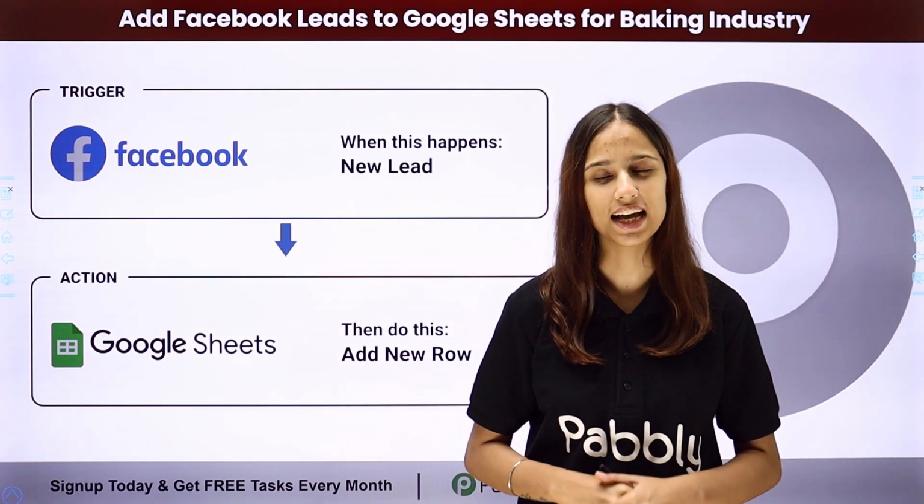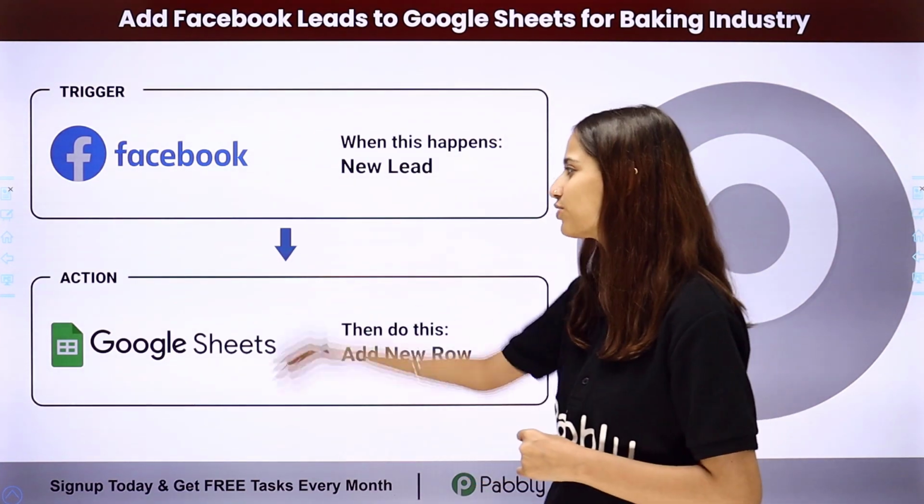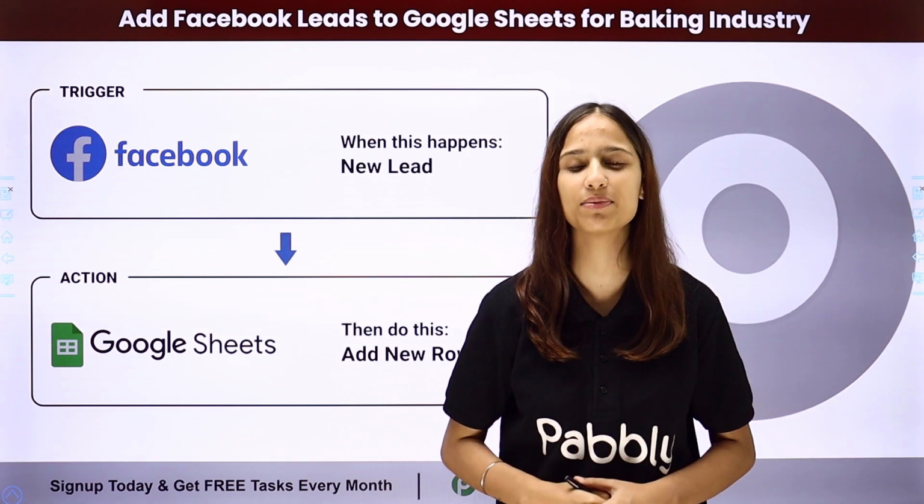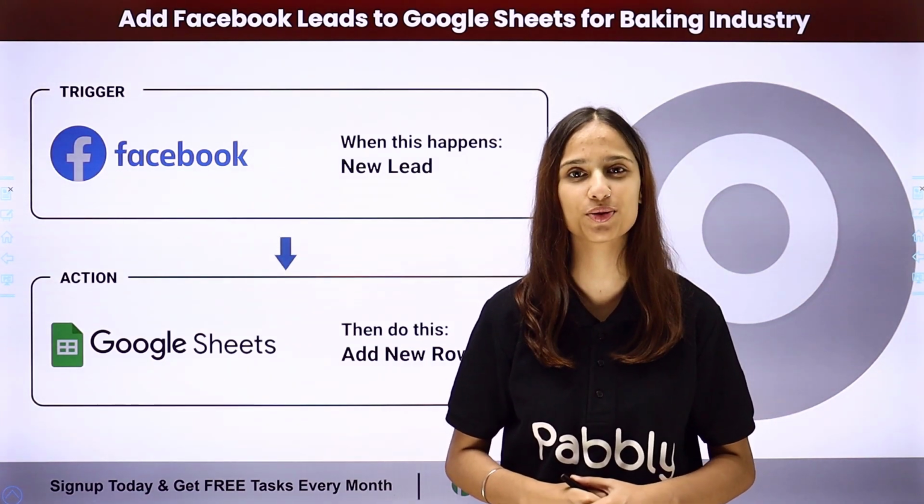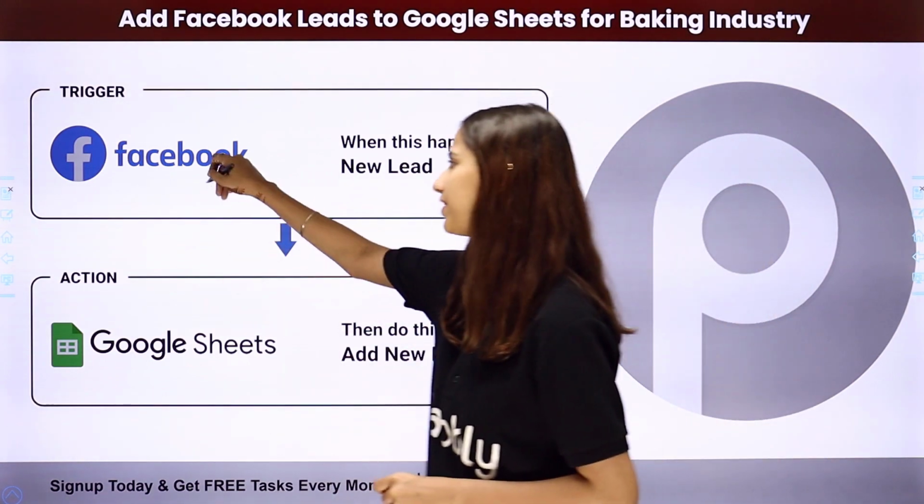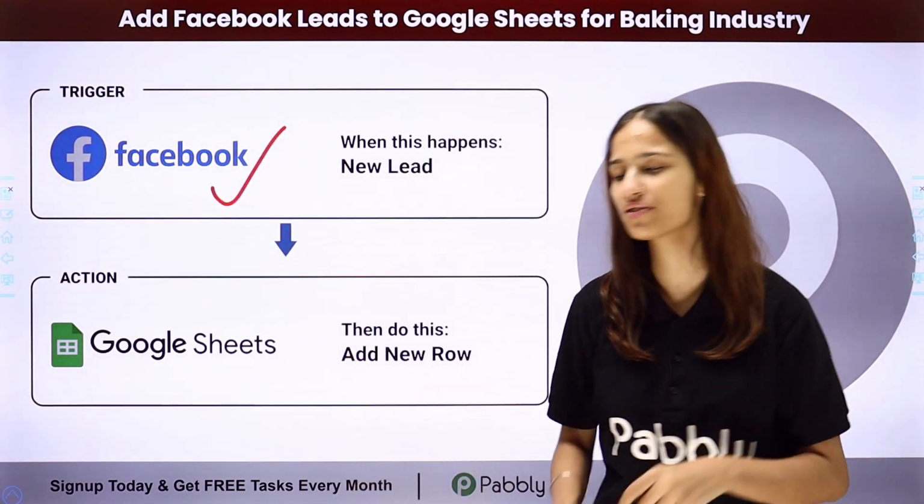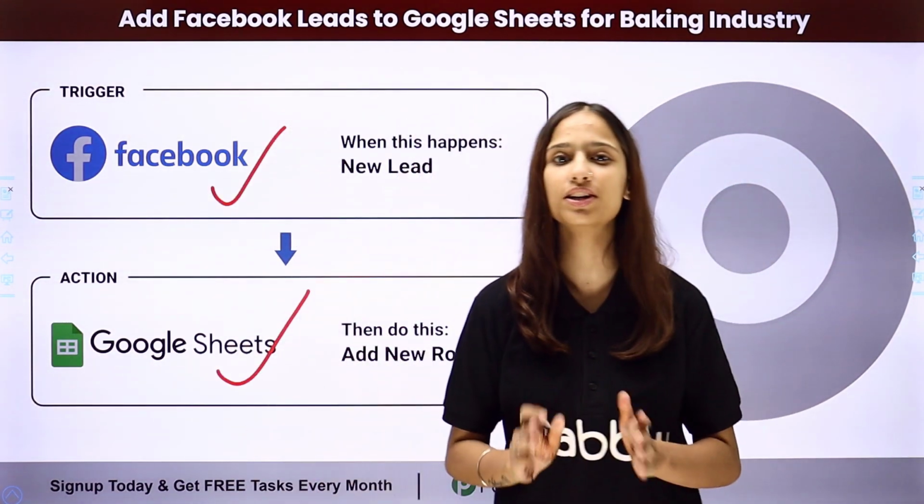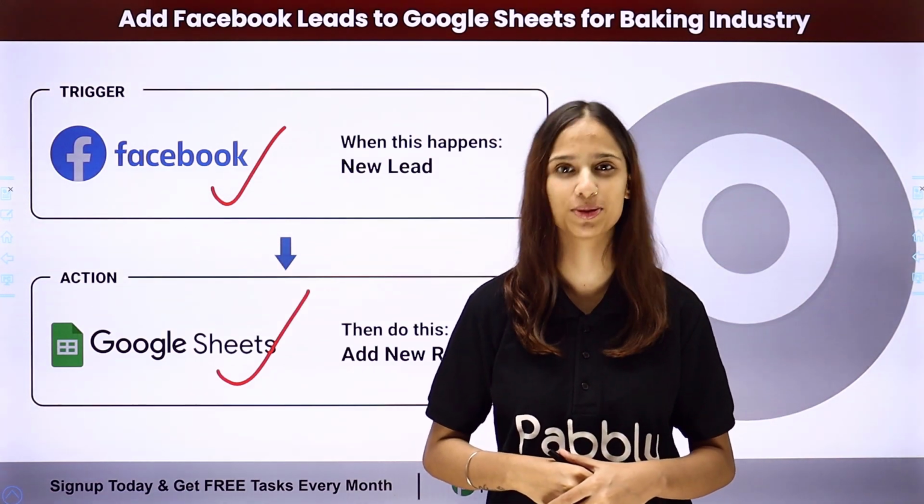So now to do this, I need to build an integration between these two applications, for which I will be using this amazing integration and automation software, that is Pabbly Connect. Here my trigger application will be Facebook and my action application will be Google Sheets. So to learn more about this integration, follow me through the screen.